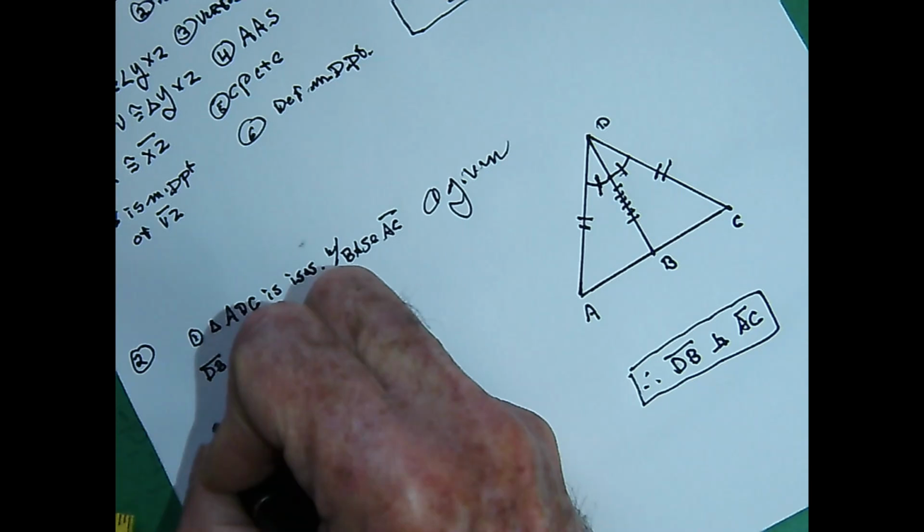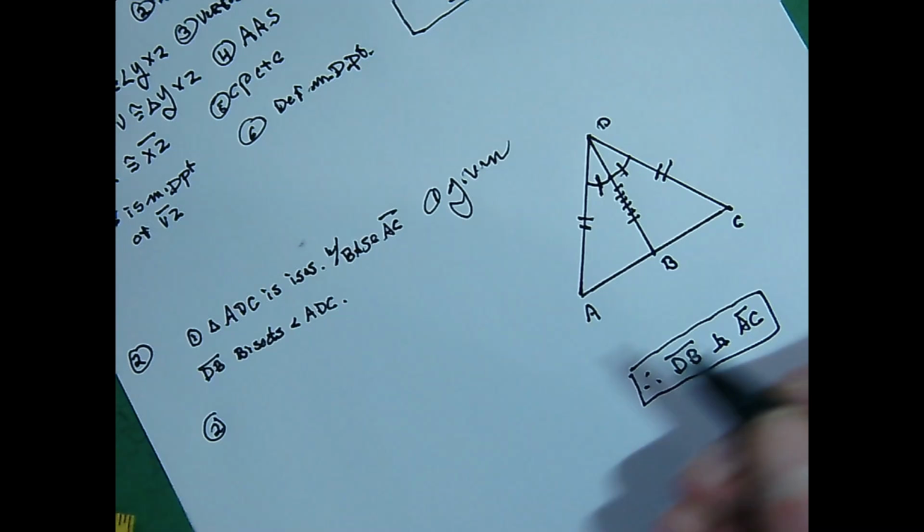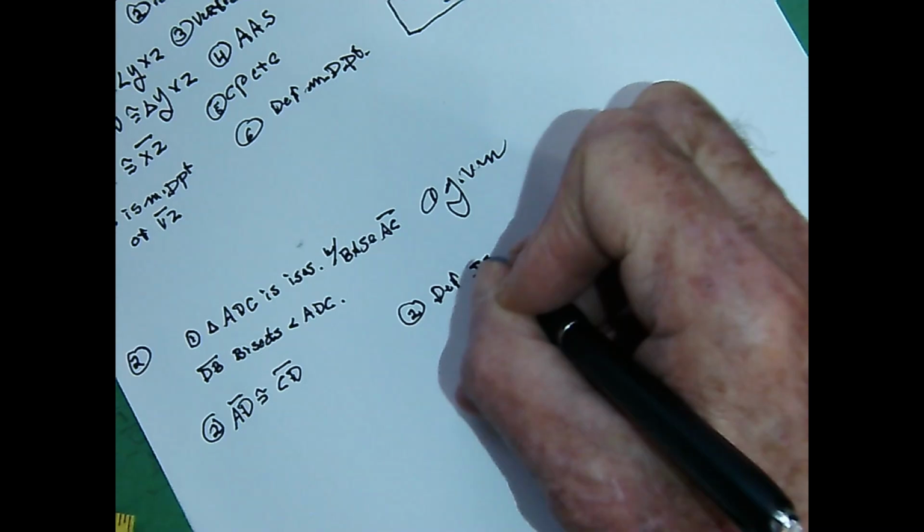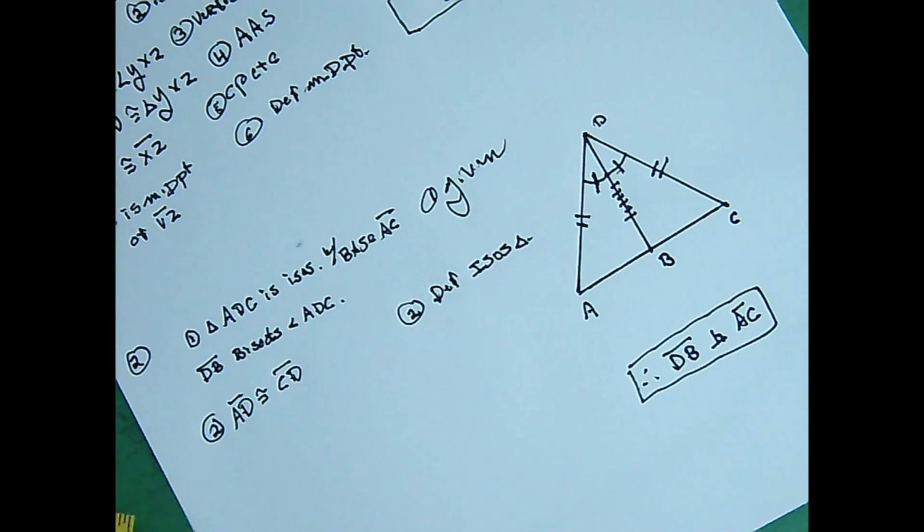I go to the second step. I've got my given in place. So what is isosceles? What does that tell you? Well, we've got to have a couple of congruent sides. I'd say right off the bat, AD is congruent with CD. Just because it's isosceles, you think you've got to have a couple of congruent sides? I say, yes, I do. Definition, isosceles triangle.